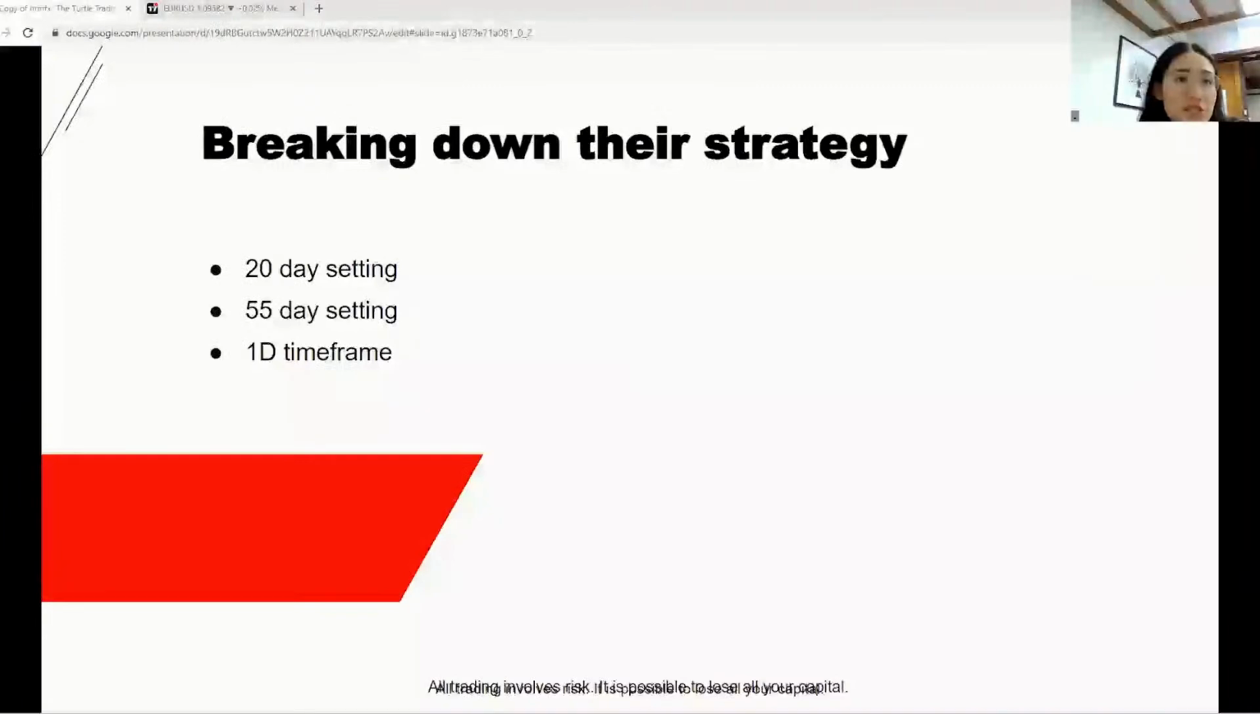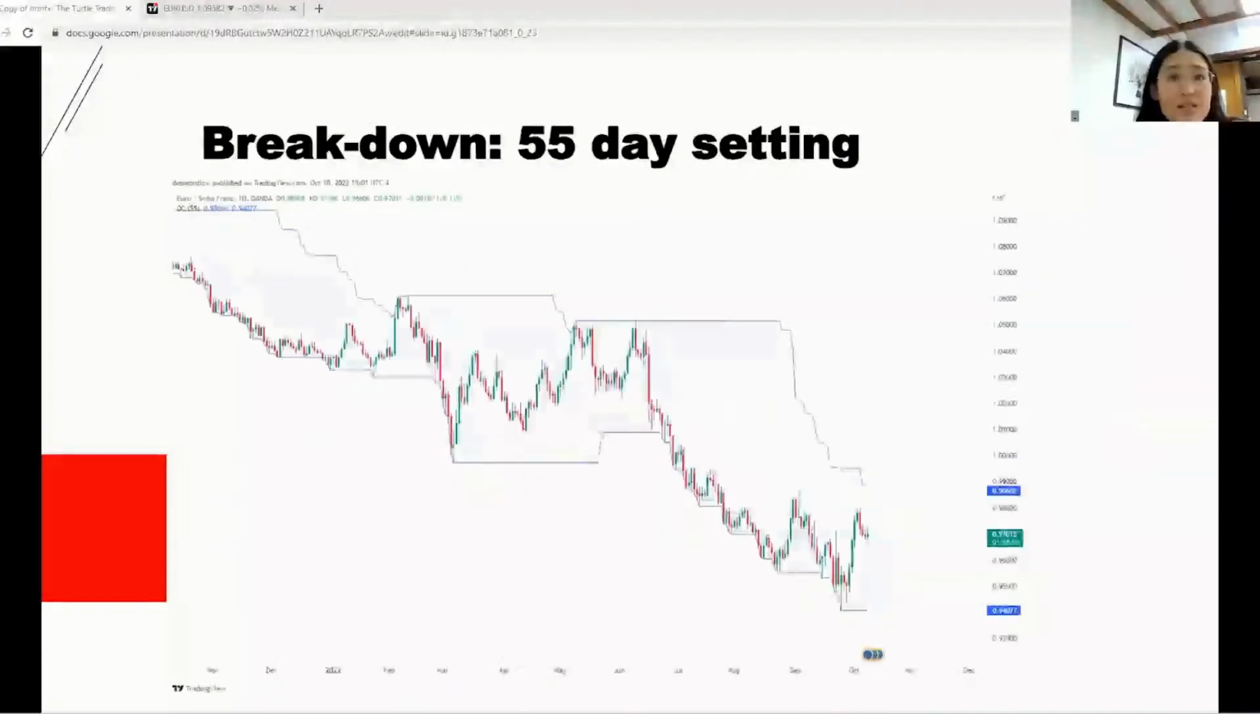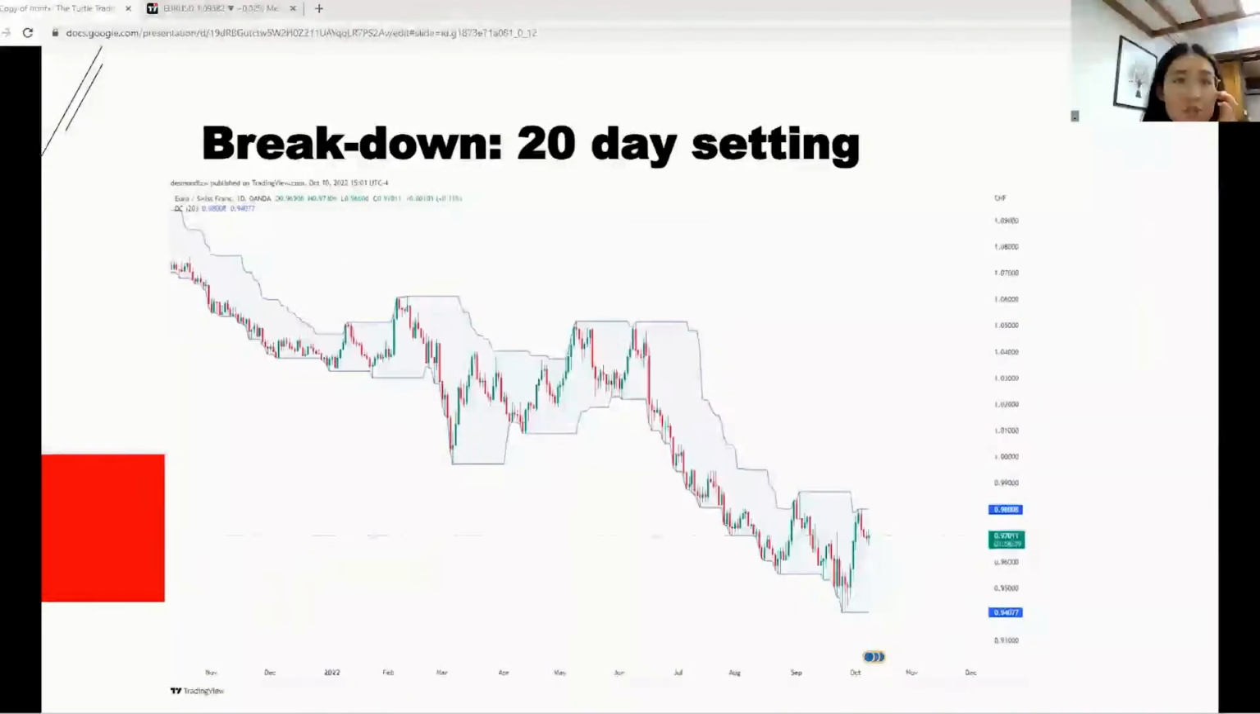So let's break down their strategy. Earlier, we mentioned that they use either a 20-day setting or a 55-day setting. And I also mentioned that they solely only used the 1-day time frame. So here I have them side by side. Here is my 20-day setting, and here's the 55-day setting. This is a Donchian channel, just to be extra clear with you guys. You can see on the 20-day setting that the Donchian channel is much closer to the price.